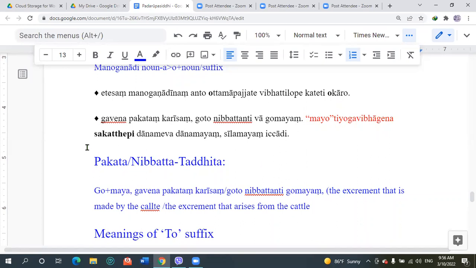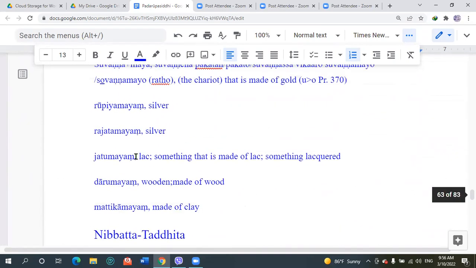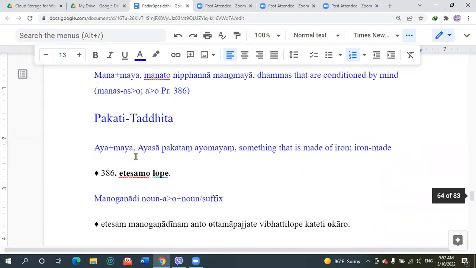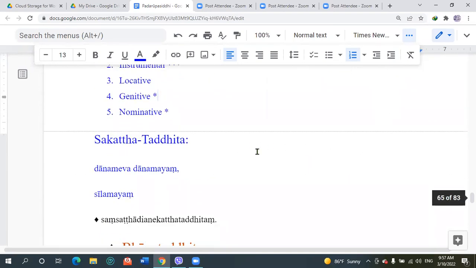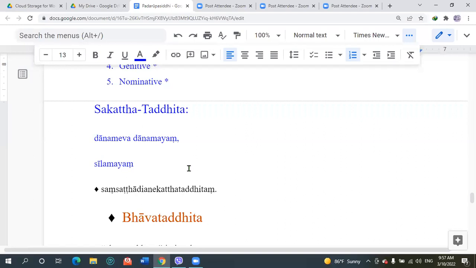Okay, so in the Sakata sense also, the Maya suffix can be used. So by Maya Vibhagena. Sakata, yes, Sakata Dadida. Behind the word Sakata Dadida, behind the word Maya, behind the word Mayo.